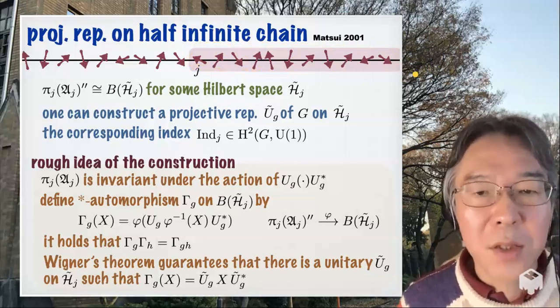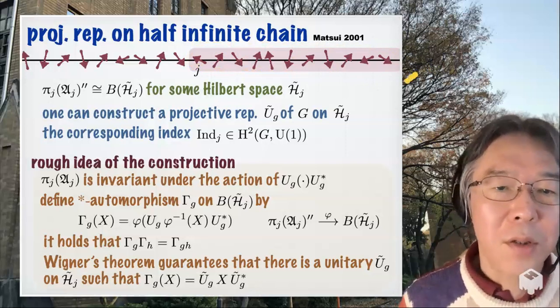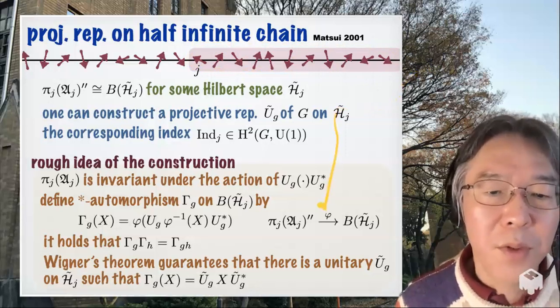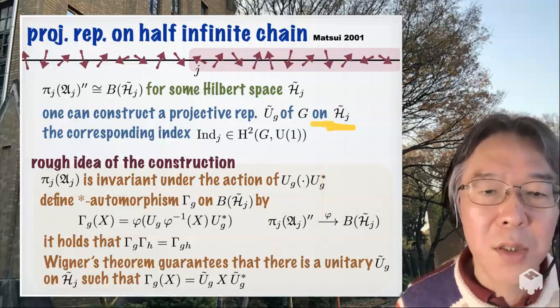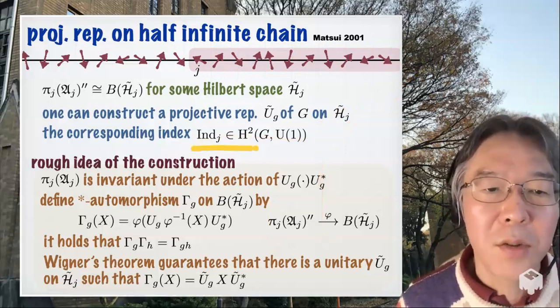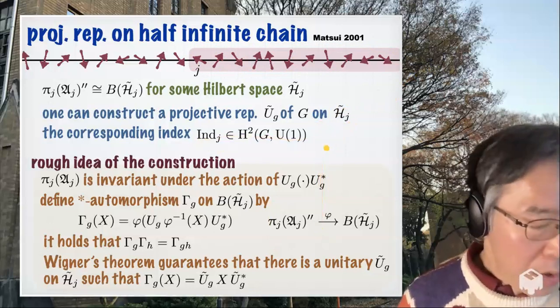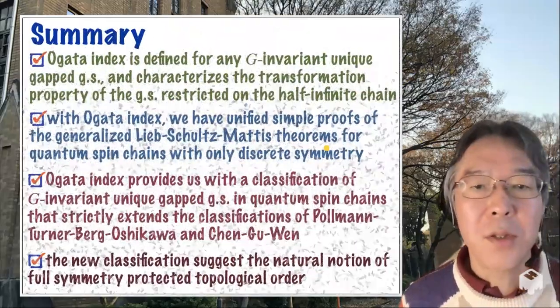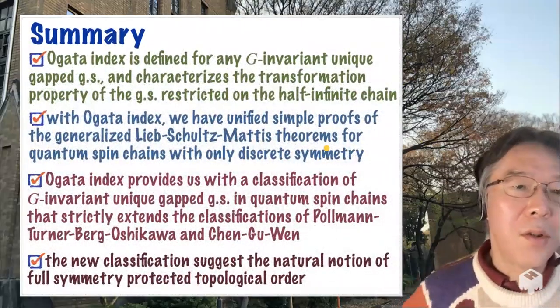But that was not what we wanted. By using type 1 factor, we got this precise Hilbert space, and we got this Ogata index. Okay, so I think this is the end of the long lecture.